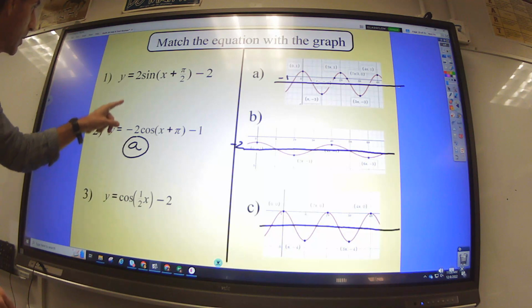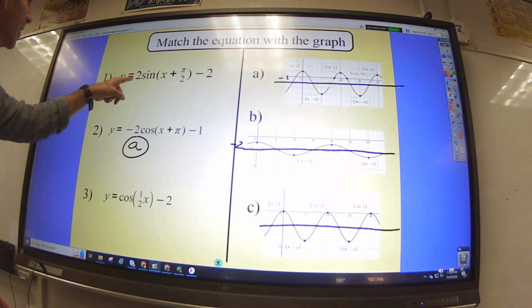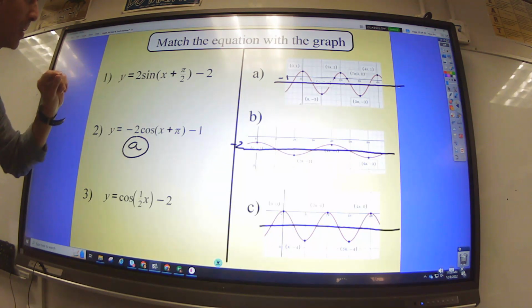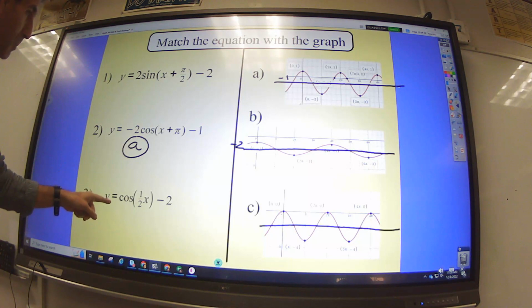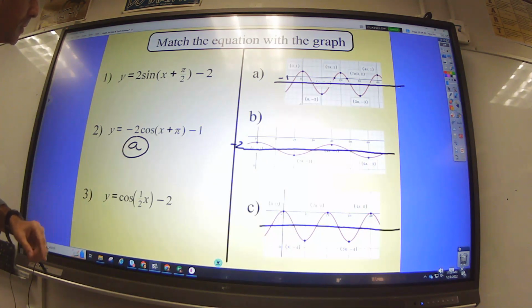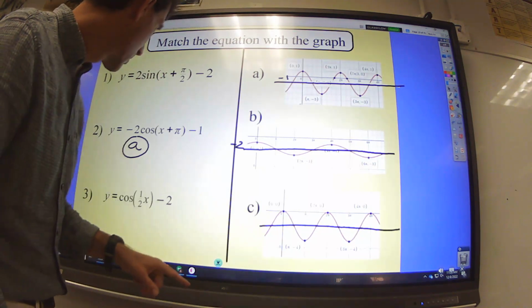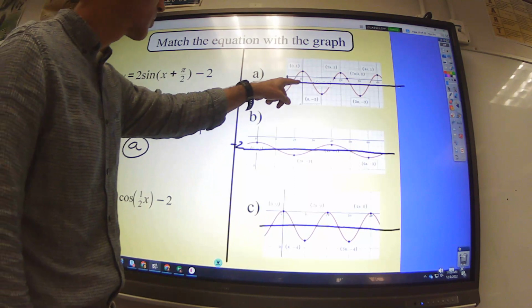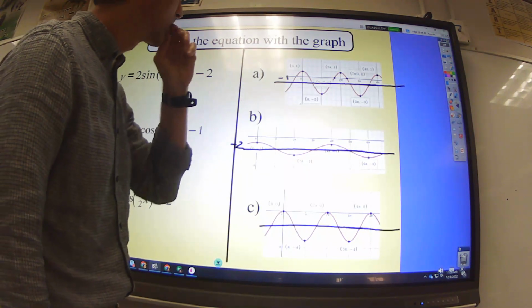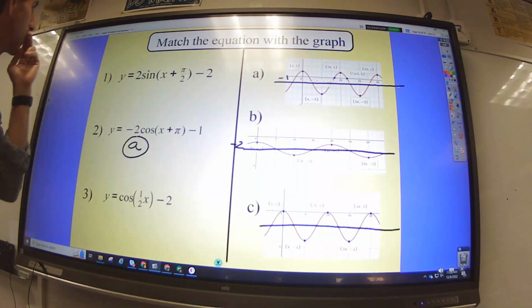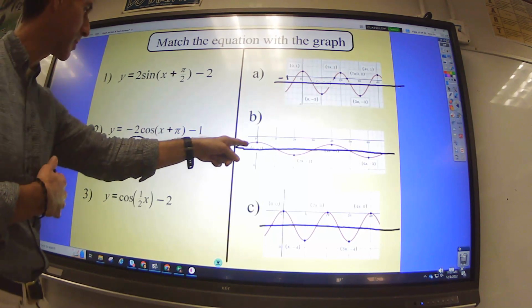Oh, wait a minute. Let's look at the 2. This is easy. This one has an amplitude of 2. So I look at my midline. This one has an amplitude of 1. So C goes to 1. No, C is 2 also, because it goes to 1. But this one's also 2, isn't it? But A went with 2. Oh yeah, A with 2. Oh yeah, B is. Sorry.